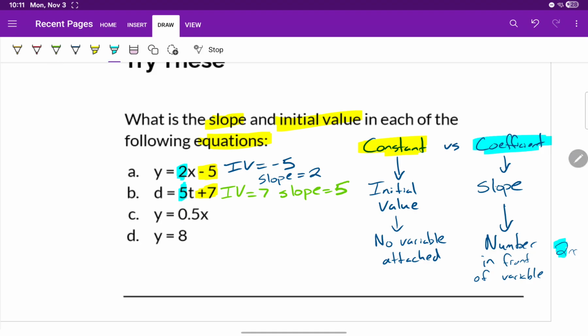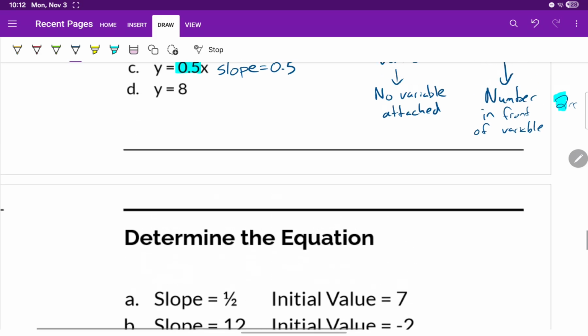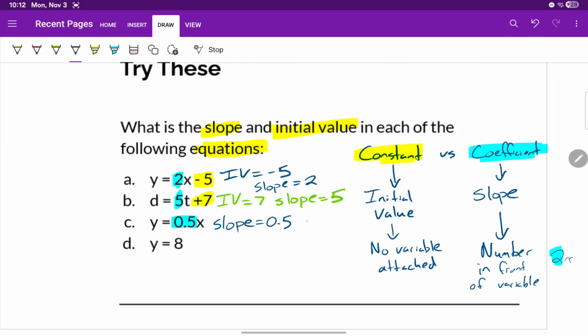Okay, in my next one, I have y equals 0.5x. Looking at this, I can see that 0.5 is my coefficient, so that means that my slope is equal to 0.5. Do I have a constant in this equation? Hopefully you're all shaking your heads. No, there is no constant. And since there is no constant, that means there is no initial value, and so my initial value is just 0.